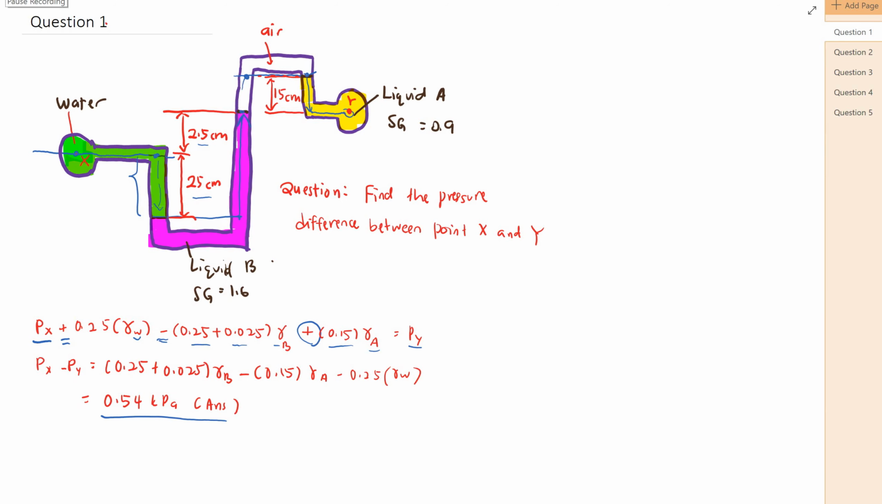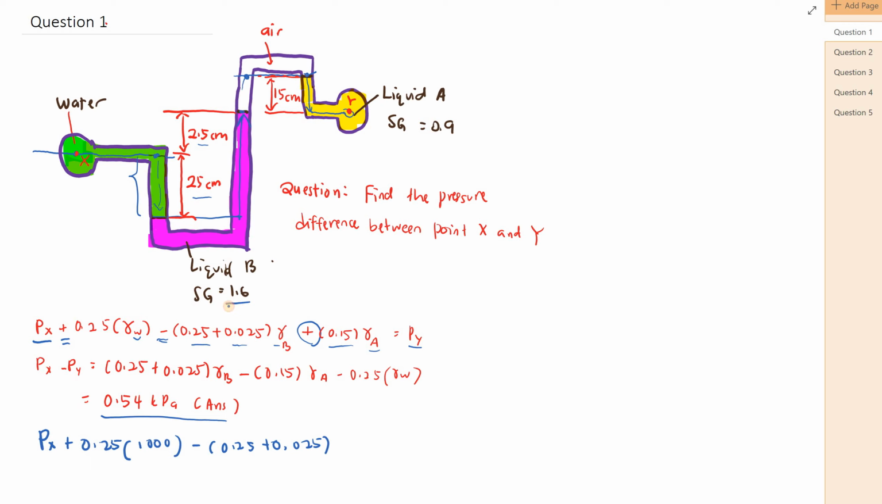Okay, we try another method. For example, you are not comfortable using gamma. You prefer to use the density. So we go with the same method. I start with Px. Plus 0.25 and then you have the density of water is 1000. And then again, you are traveling upward, then 0.25 plus 0.025.